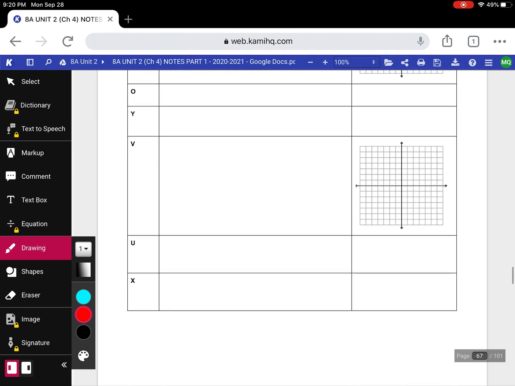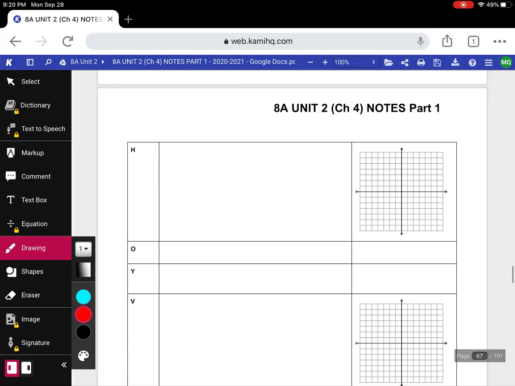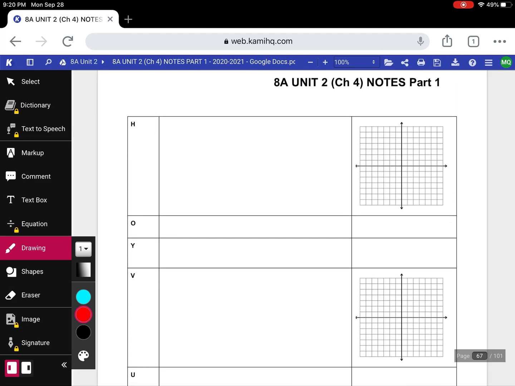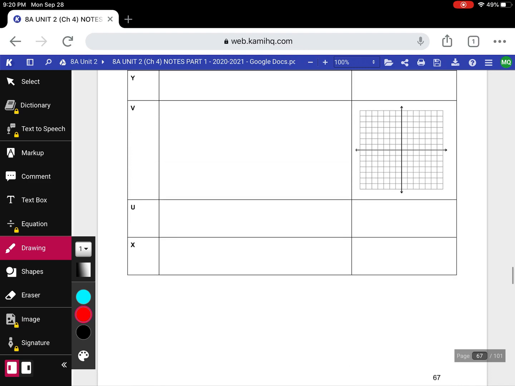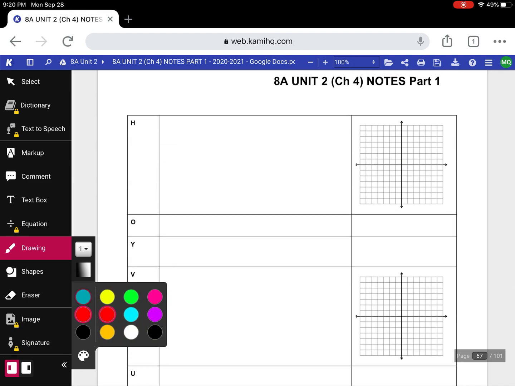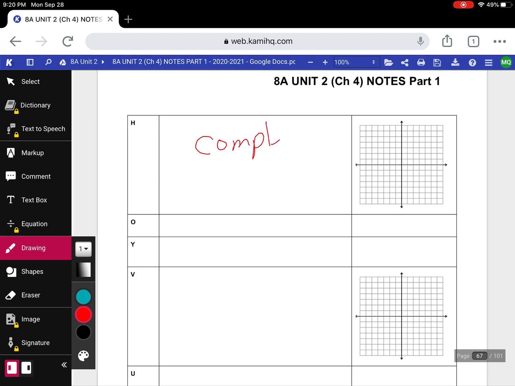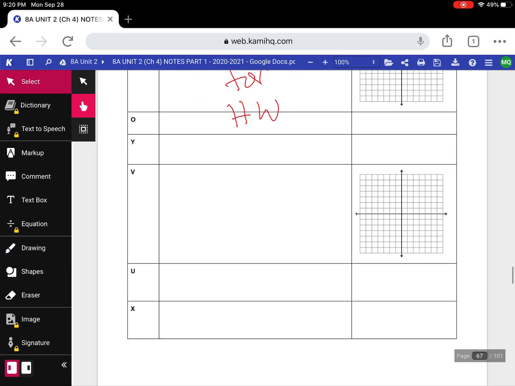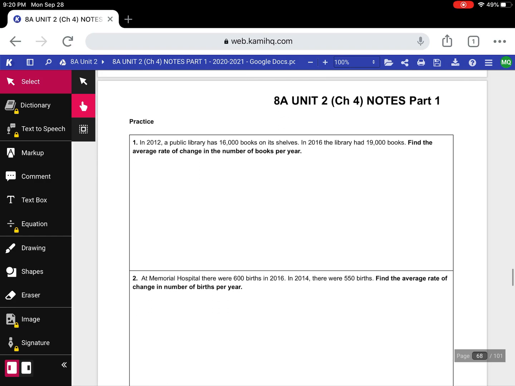Next page. We're on 67. Let's see here. Oh, you know what? This is just your Hoy-and-Vux lines. Why don't you complete this on your own for homework, okay? You should remember how to do that. And I will be checking that in tomorrow.